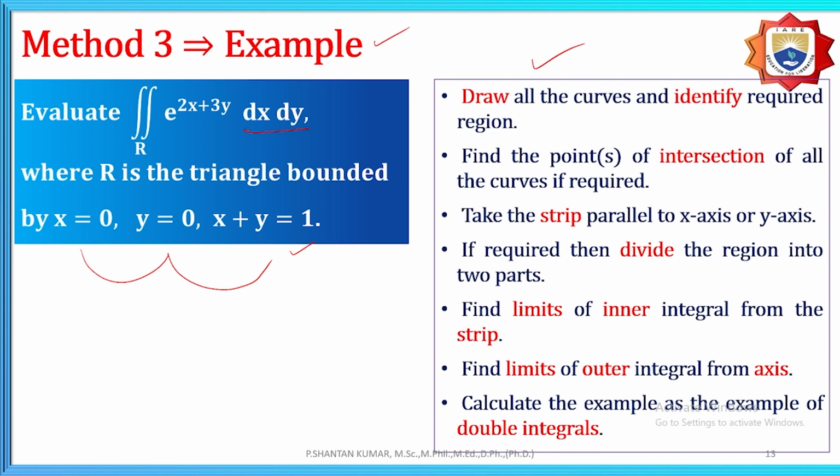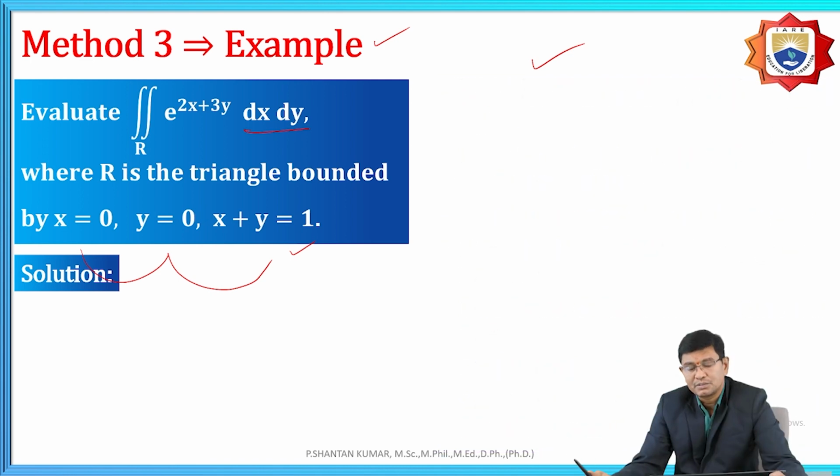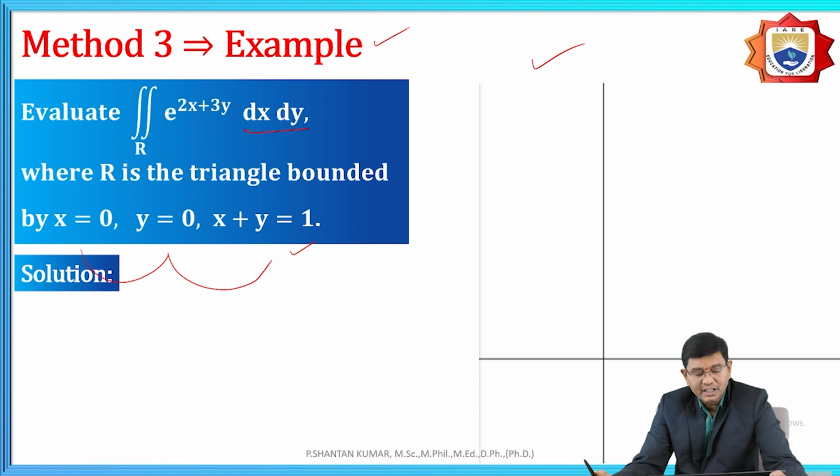While the problem is not given the limits directly, that means constant limits or variables are not given, and only equations are given. If we keep in mind this procedure, first of all we need to draw the diagram, by solving x plus y equal to 1, x equal to 0 and y equal to 0.